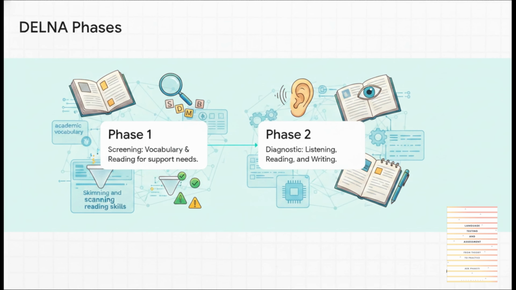So it acts like a filter? If they score well on Phase 1, they don't even need to take the rest of the test? For my incoming students, using a filter like that would save a massive amount of time. It completely addresses my practicality constraint. Exactly. It groups students into those who are totally fine, those who just need some independent study, and those recommended for a deeper diagnosis. Only that last, smaller group moves on to Phase 2, which is the much more time-consuming diagnostic assessment of listening, reading, and writing.